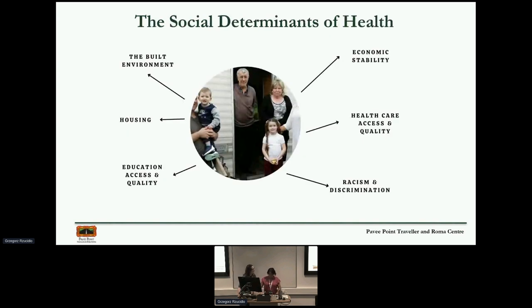Thanks, Winnie. And the work that we do in Pavey Point in our health team is all around the social determinants of health, which is obviously very much the topic of this week's conference. So we look at things not just from the end outcome of traveller health in terms of conditions they have, but also in terms of poverty, housing, access to equal education, to healthcare. And I think one of the best ways to illustrate that approach in our work is to hear Winnie talk about what she does out on the ground with the community.